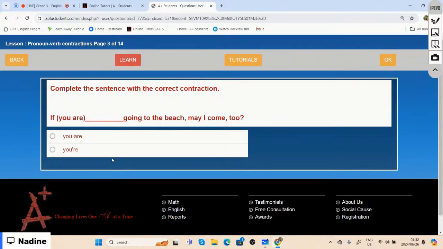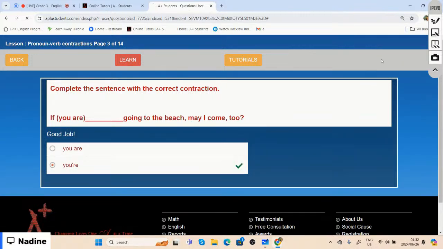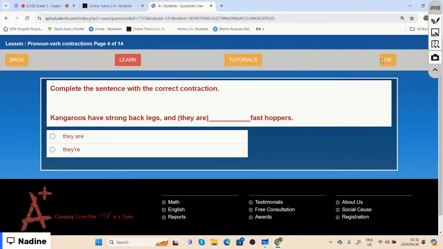All right, and we would choose the correct option. Then we would say you're, and you're is option two. So if you're going to the beach, may I come too? Well done, great job. All right, let's go to the next one. It says kangaroos have strong back legs and they are fast hoppers. We need to choose the correct option. Is it option one, they are fast hoppers, or option two, they're fast hoppers?